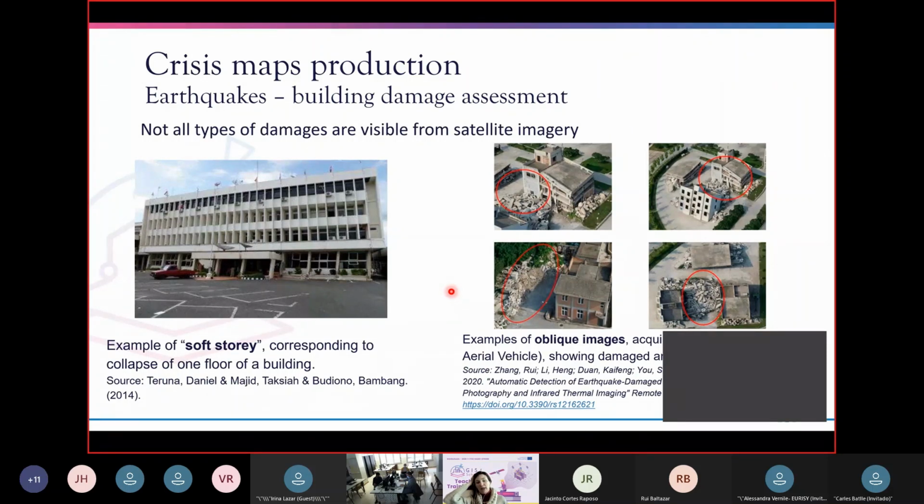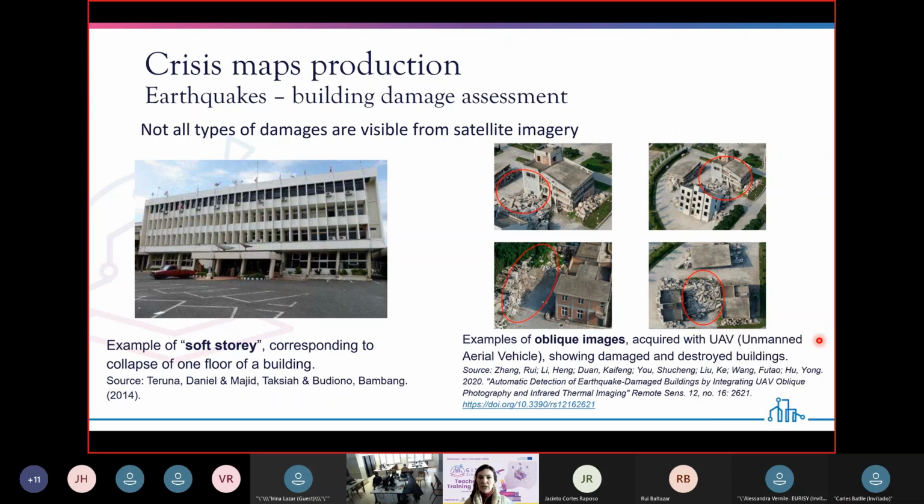But we discussed also that we have huge limitations from satellite imagery. There are some severe effects that we can have on structures which are not visible at all from satellite imagery. And here on the left side, you see an example. This effect is called the pancake effect or soft story effect. Here you see, I hope that you can appreciate that the first floor of this building is completely destroyed. In this case, it's only, let's say, not stable anymore.